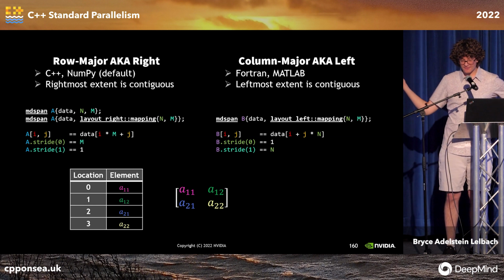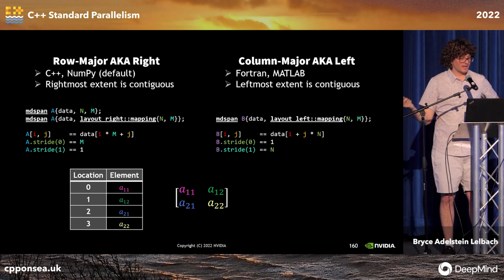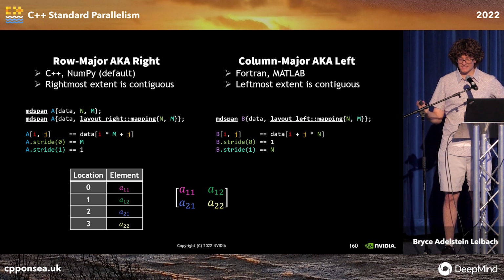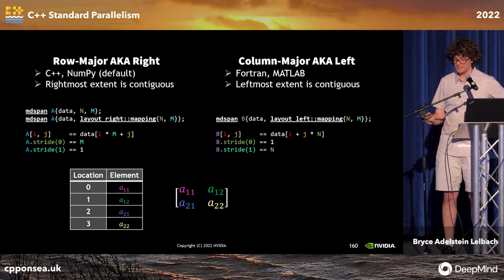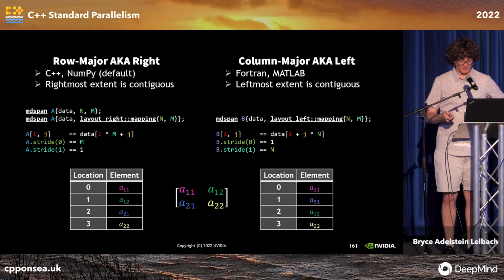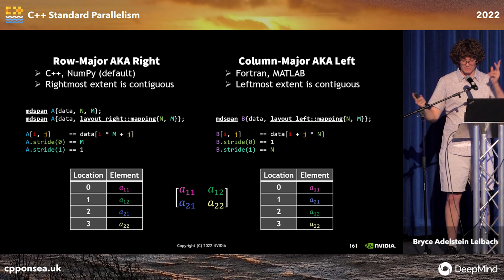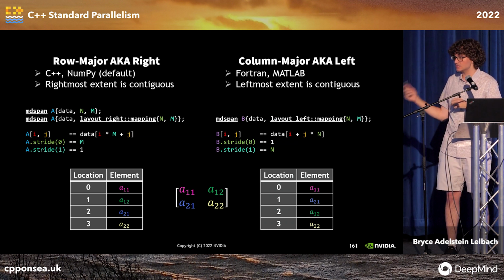With layout left, the leftmost extent is contiguous, meaning its stride is 1, and the strides increase from left to right as a product of extents. This is the layout that's used by Fortran arrays and by MATLAB, and the layout that's very common in scientific and HPC computing. So if we had a 2x2 matrix in layout left, the two elements in the first column would have data locations 0 and 1. And the two elements in the second column would have data locations 2 and 3.